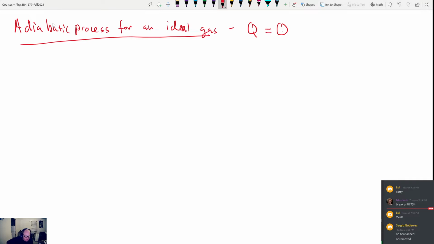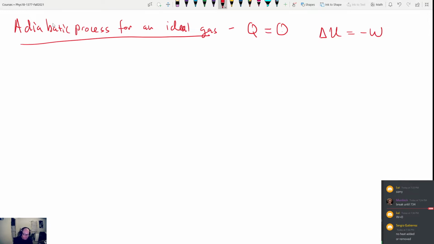Okay, so we want to look at an adiabatic process, and this is one in which Q is equal to 0. So we also know that the change in internal energy has to be equal to the negative of the work done by the system on its environment.